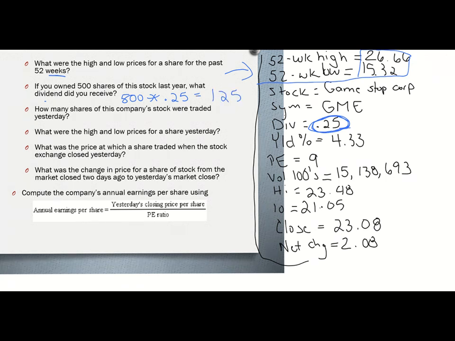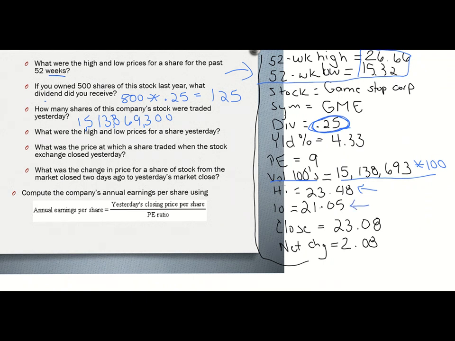How many shares of this company's stock were traded yesterday? That's going to be your volume in 100s, but because it's in hundreds, to get your answer, you have to multiply this number by 100. So we end up with 1,513,869,300 shares were traded yesterday. And I just got that by taking the volume in 100s and multiplying it by 100. The high and low prices for a share yesterday are going to be right here. It's $23.48 and $21.05.